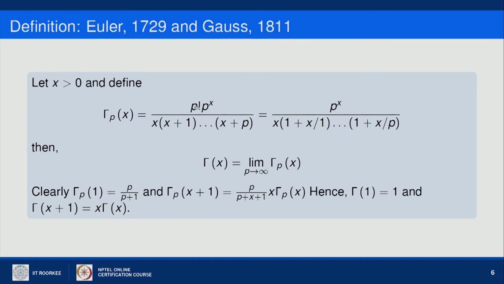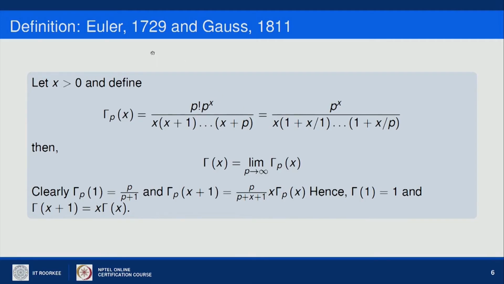So, this definition is based on the product of infinite terms. So, let x be a positive number, then define gamma p of x in this fashion: factorial p into p raised to power x upon x into x plus 1 up to x plus p. So, this can be written in this way. Then gamma x will be the limit as p tends to infinity of gamma p of x.